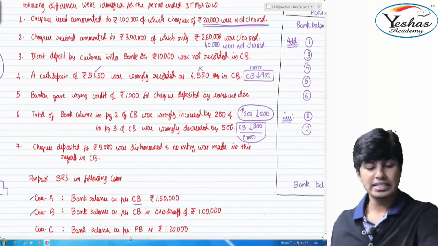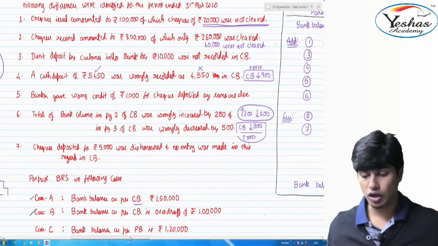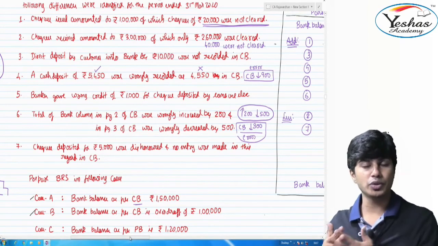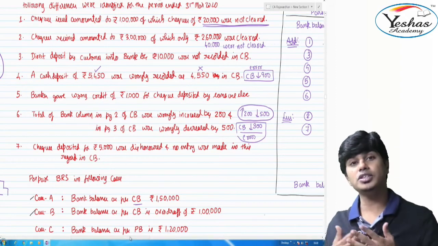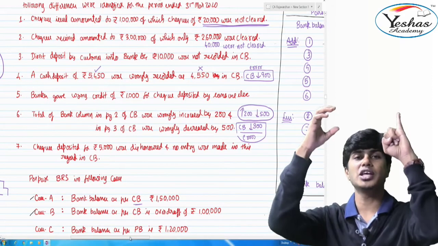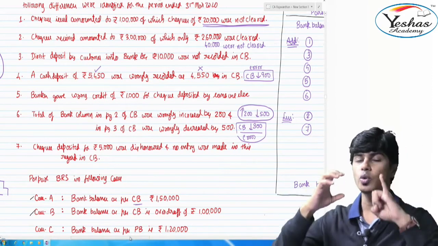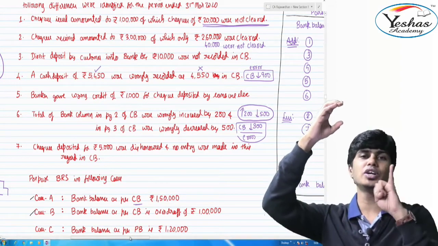Seventh one. Check deposited of rupees 5000 was dishonored and no entry was made in this regard in the cash book. So there was a check deposited to the extent of 5000. When we deposit a check of rupees 5000, what would happen? My cash book balance would increase, passbook balance would increase. But when it is dishonored, my passbook balance would not have increased. So when I deposited the check, my cash book increased. Because the check was dishonored, my passbook didn't increase.